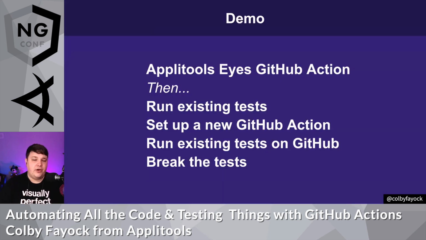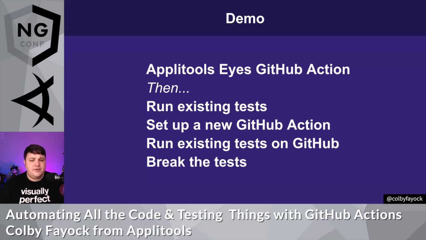So here's what we're going to go through. We're going to walk through this custom GitHub action that I just told you about for Applitools Eyes. Then we're going to notice that it's going to take a little bit of time to finish. So while we wait for that, we're going to show some Jest tests that I have prepped, which are just really simple to show what's going on.